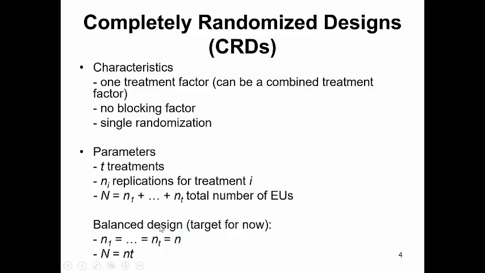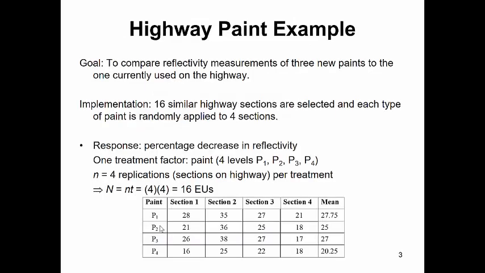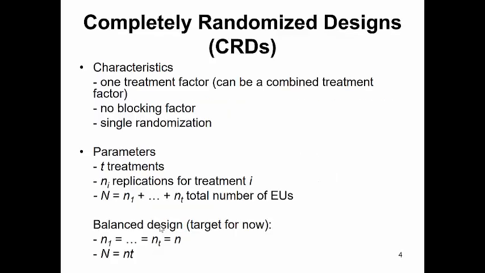Before we get there, let's again characterize this design. The characteristics of the completely randomized design is that there's 1 treatment factor, but it can be a combined treatment factor. Right now we have the 1 treatment factor of the type of paint, but we could combine that with other treatments and cross those as well.